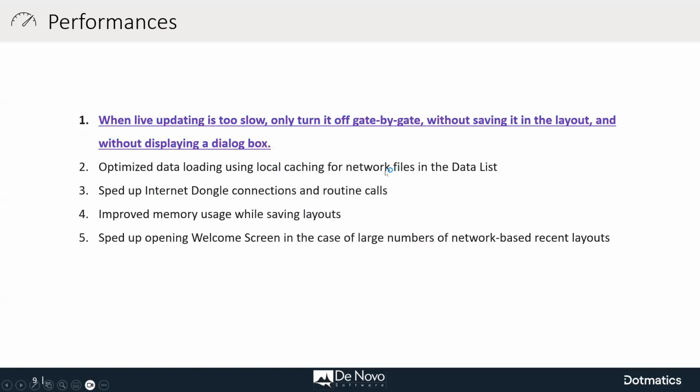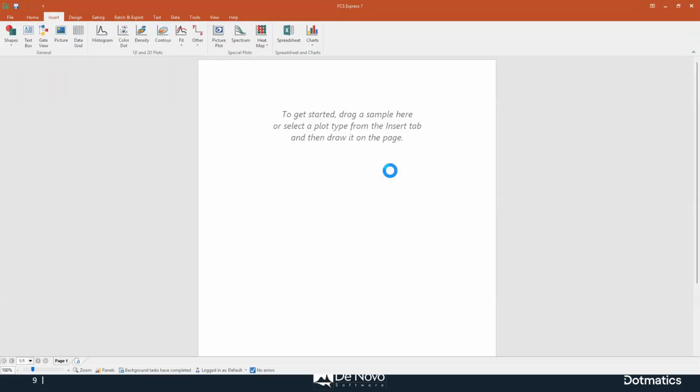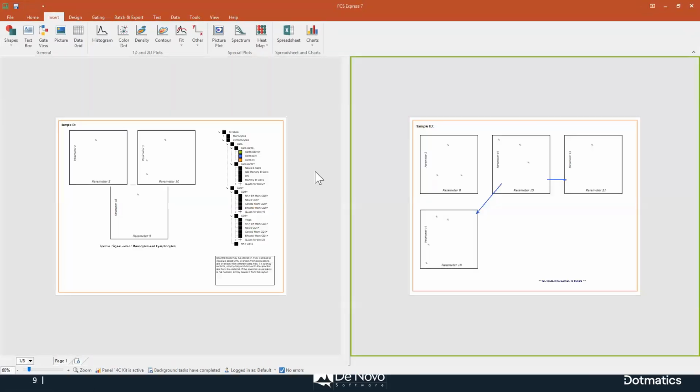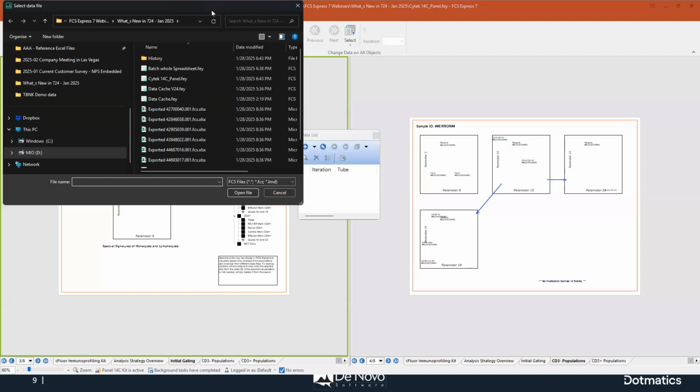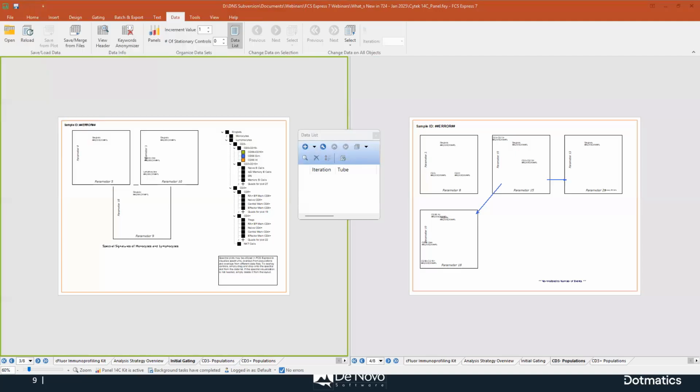Let me open this layout. In the past, we have live updating, which is active by default, but it happens that you're dealing with, let me load some data, a big data set, or maybe a medium-sized data set on an old computer. And in that case, FCS Express used to prompt you about disabling the live updating features.